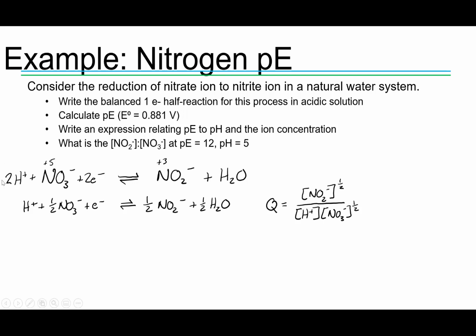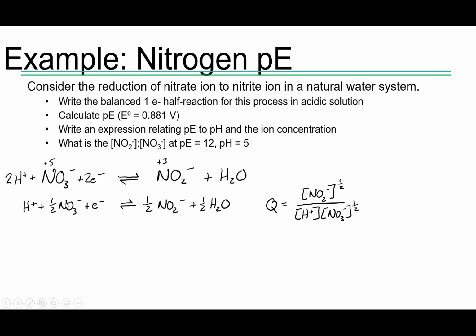So we would reframe this dividing everything by 2: 1 proton plus a half mole of nitrate plus 1 mole of electrons gives us 1/2 a mole of nitrite and 1/2 a mole of water. The reaction quotient for this half reaction would be the concentration of nitrite raised to the 1/2 power divided by the concentration of protons times the concentration of nitrate raised to the 1/2 power.